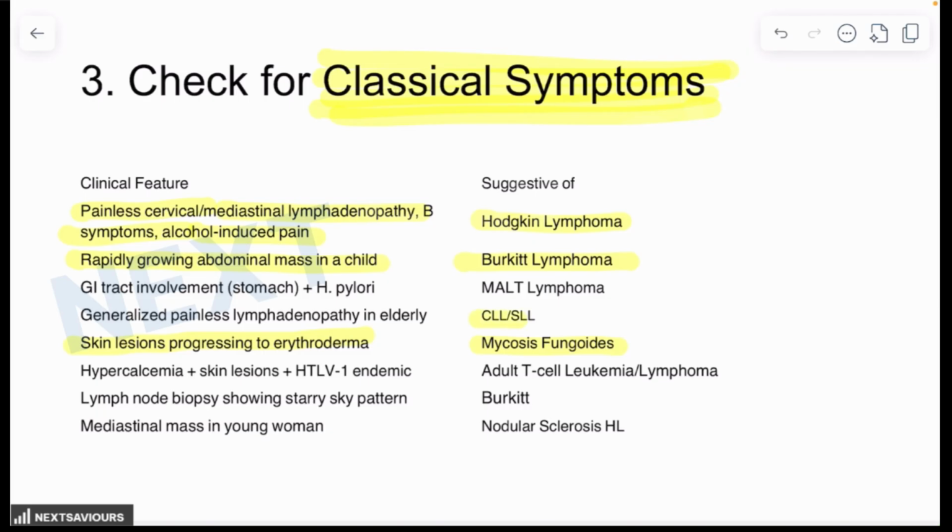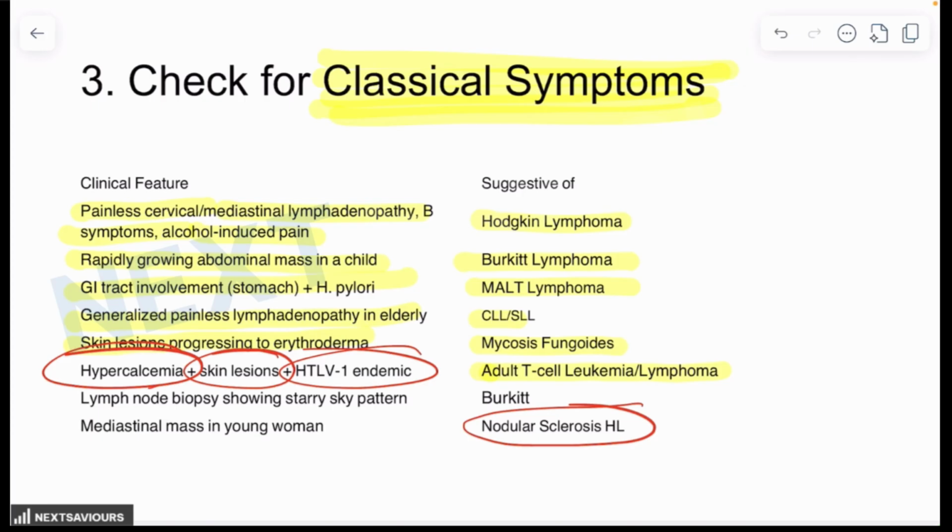Like in case of chronic lymphocytic leukemia, there is going to be a generalized painless lymphadenopathy in the elderly, while in case of MALT lymphoma, there will be a GI involvement in the stomach along with the H. pylori infection. In case of adult T cell leukemia or lymphoma, it is very important to identify that there will be a skin lesion along with HTLV-1 endemic. That means the causative agent is HTLV-1, and there will be an associated hypercalcemia. For nodular sclerosis HL, there is going to be a mediastinal mass in young women, and so on.